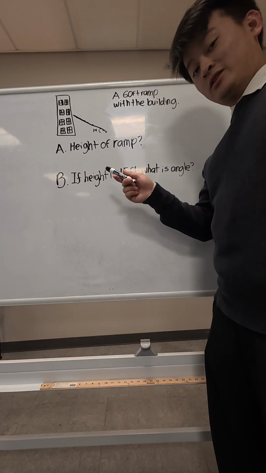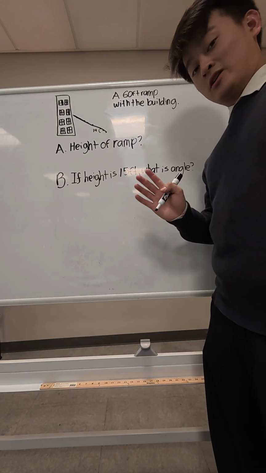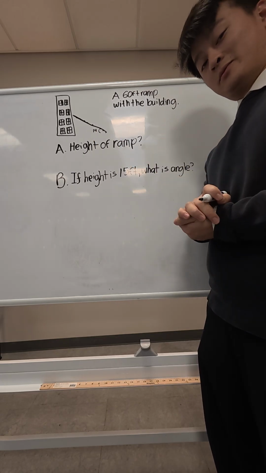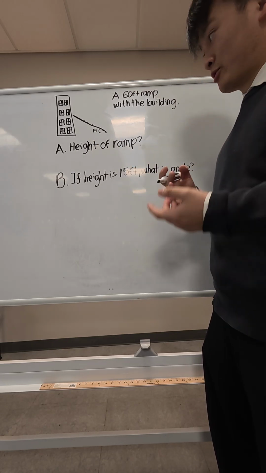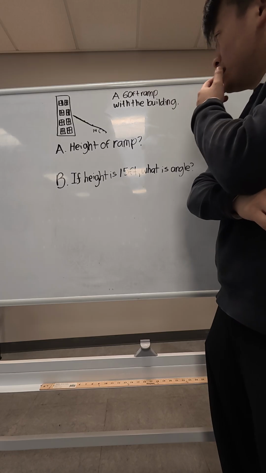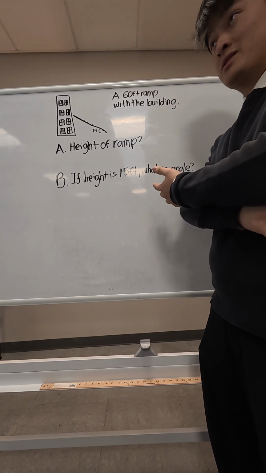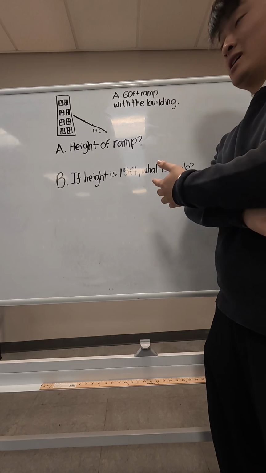Okay, so here is practice quarterfinal question 4 in the applications. We got a ramp. Special thing about this ramp, it's leaning onto a building and we're given some information. It's 60 feet and we have an angle that is 14 degrees. Our goal is to find the height of the ramp.